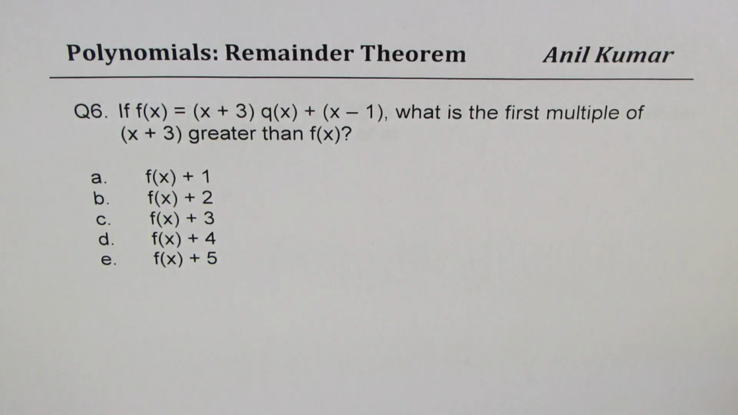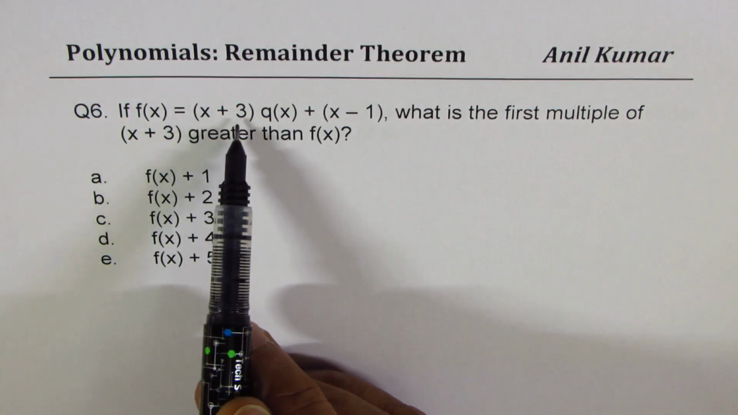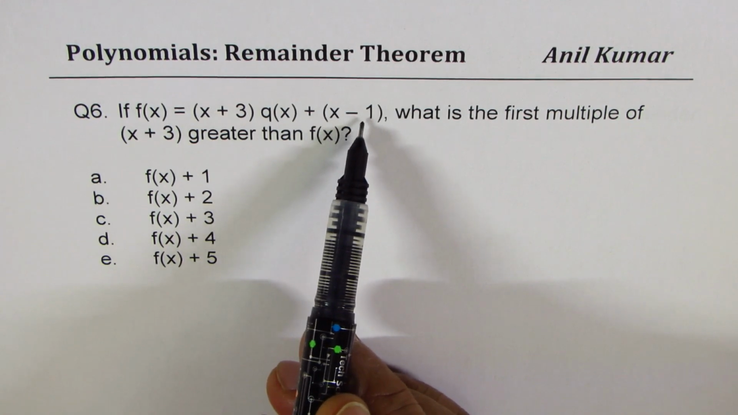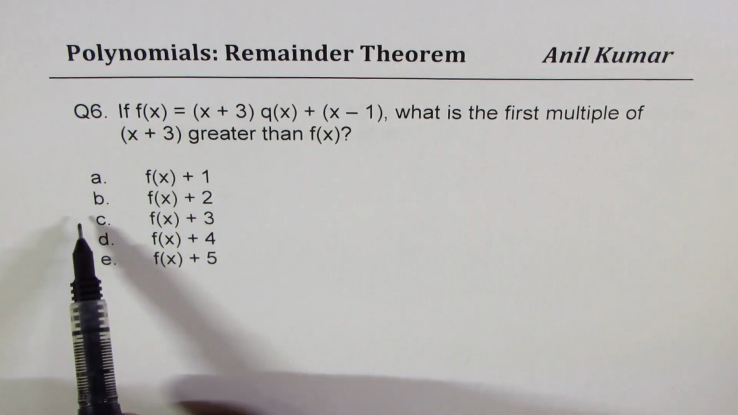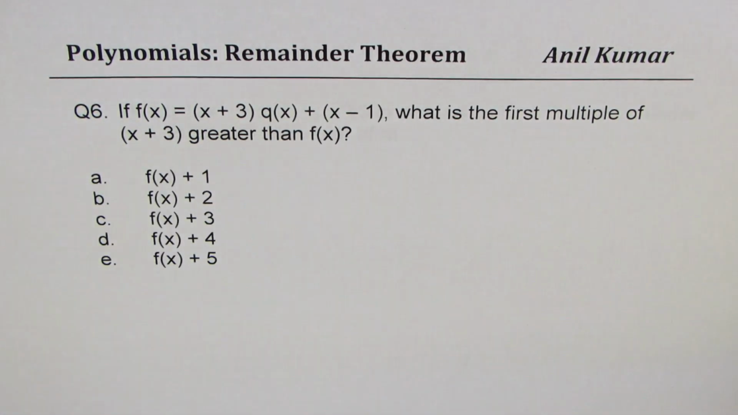Now, question number 6. If f(x) = (x + 3) q(x) + x − 1, what is the first multiple of x + 3 greater than f(x)? That means we have to add something to f(x). We have 5 choices. To all, we have added some number. You have to figure out what is the right answer.